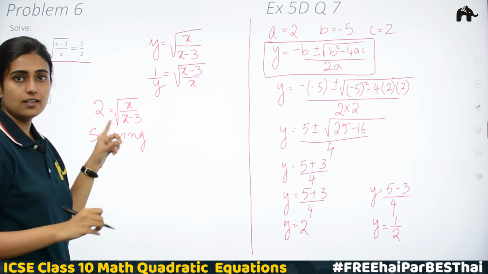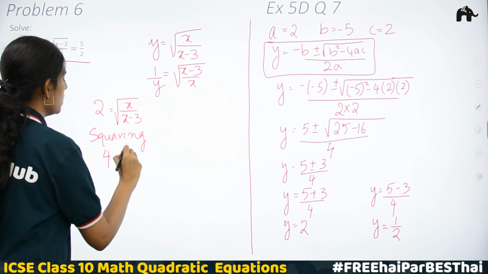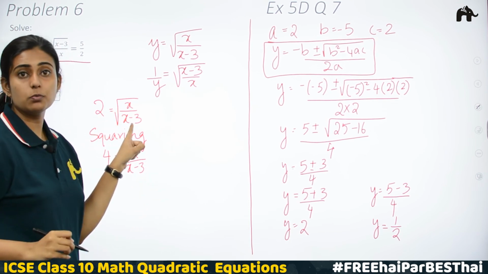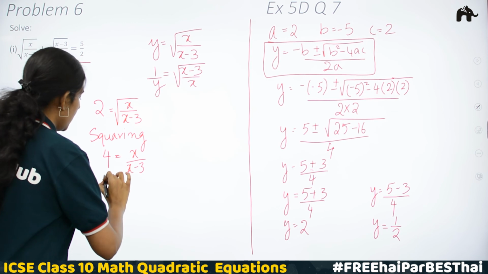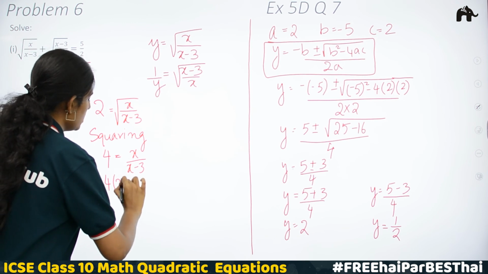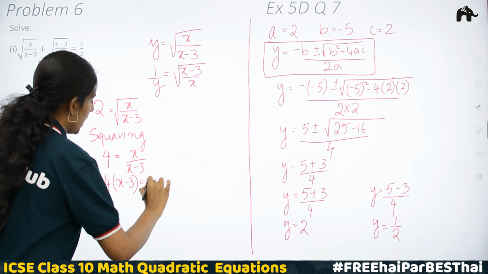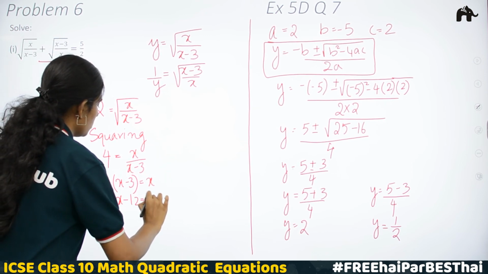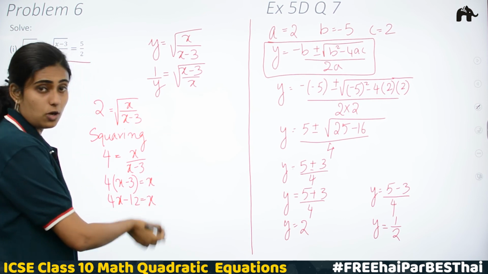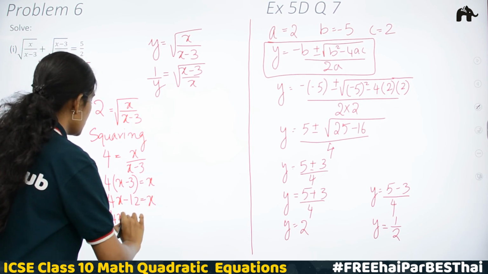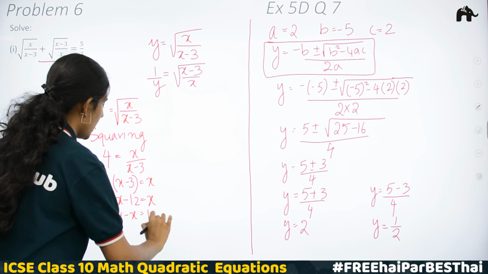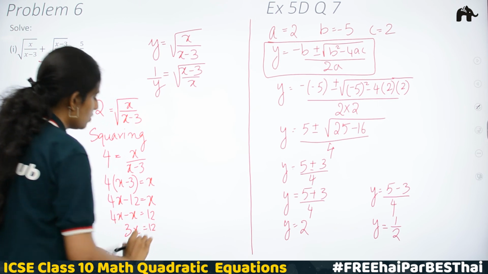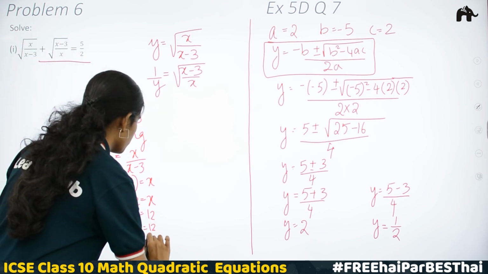What is 2 square? 2 square is 4, which is equal to x by x minus 3. When you square, you can remove this root. Rearranging, you get 4 into x minus 3 is equal to x. 4x minus 12 is equal to x, or taking to the opposite side, you get 4x minus x is equal to 12, that is 3x is equal to 12, or x is equal to 12 by 3, which is 4.